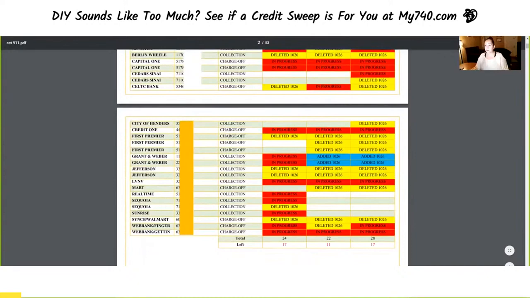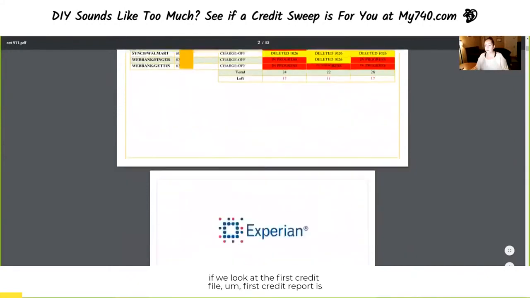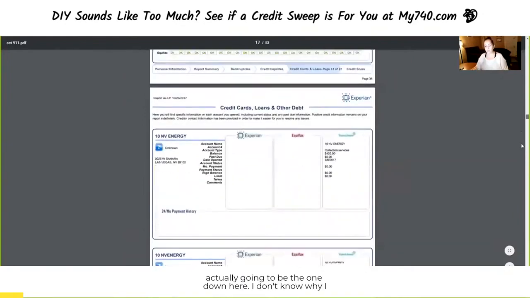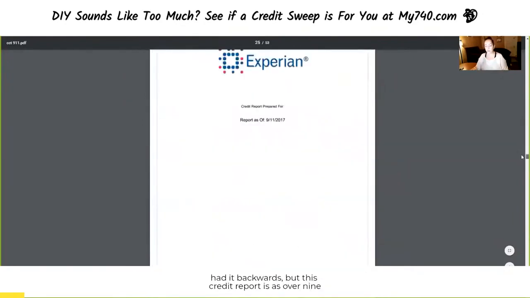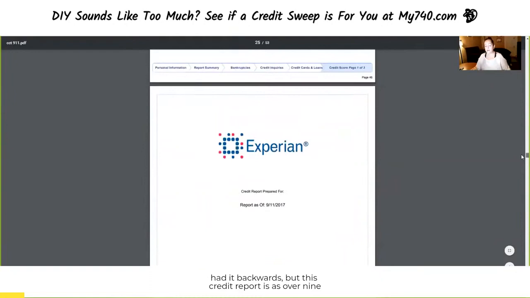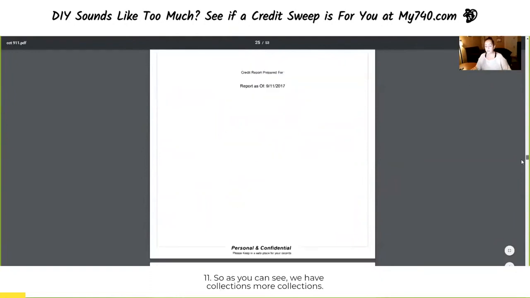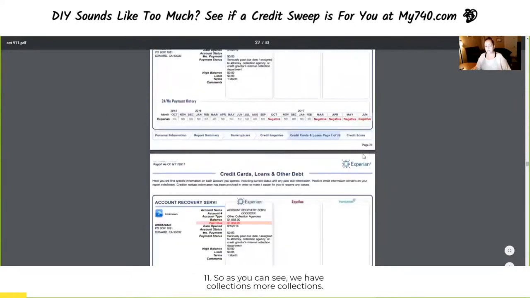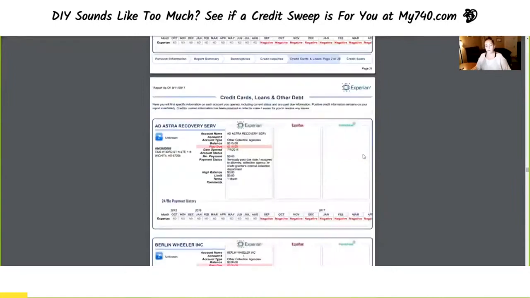So if we look at the first credit file, the first credit report is actually going to be the one down here. I don't know why I had it backwards, but this credit report is as of 9/11. So as you can see, we have collections, more collections.